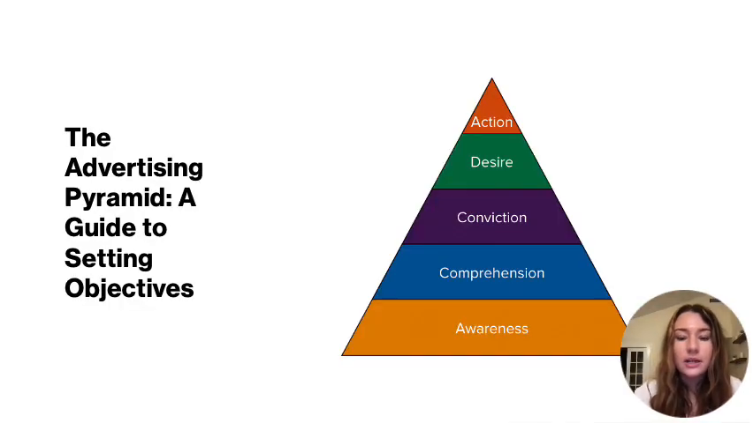So now that we have an understanding of how the advertising plan is very similar to the marketing plan and goes through the same hoops and hurdles, we can now talk about the advertising pyramid, which is an advertiser's guide to setting the advertising objective, which informs the advertising strategy and then dictates the advertising tactics. So at the bottom here, we have awareness.